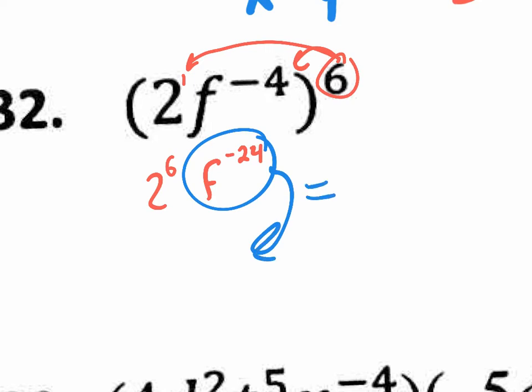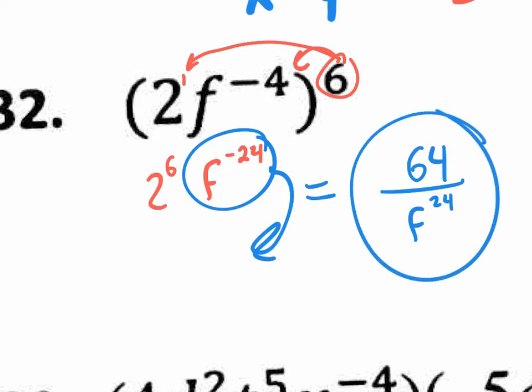So up on top, I have 2 to the 6th. But what is 2 to the 6th? That's 2 times 2, which is 4, times 2, which is 8, times 2, which is 16, times 2, which is 32, times 2, which is 64. So you have a 64 up on top, and on the bottom you have f to the 24th. There's your answer.